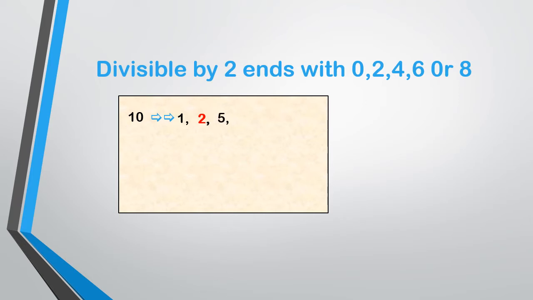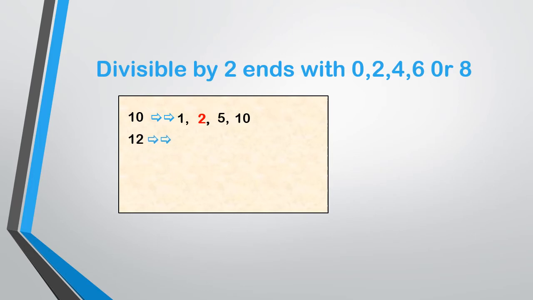Then the 4 table also no. Then the 5 table. 10 comes in the 5 table. 5 twos are 10. Then 10 comes in the 10 table. 10 ones are 10. So these all are the factors. 1, 2, 5, 10. These 4 numbers are factors.